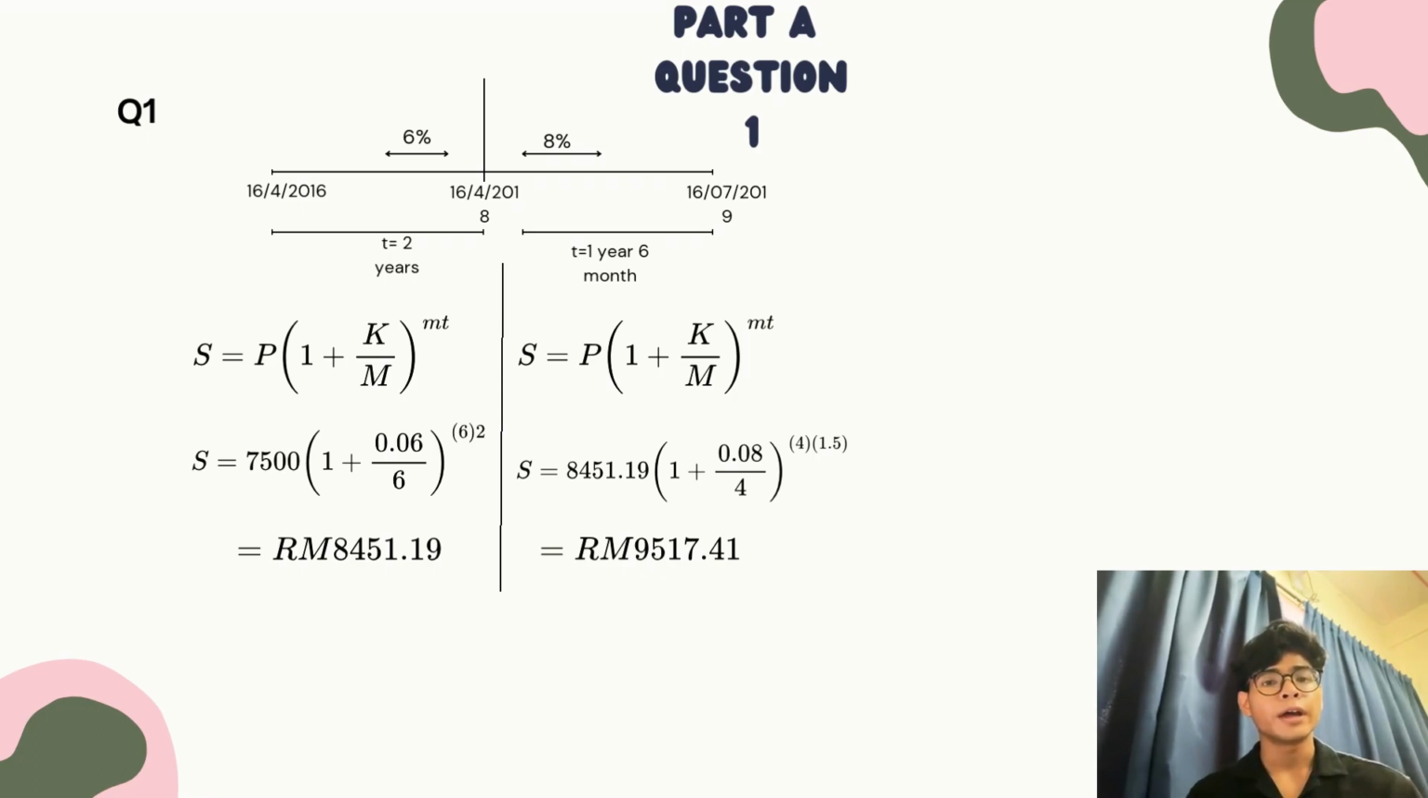So for 2 years, M is equal to 6 because it is compounded every 2 months. For 1.5 years, the M value is 4 because it is compounded quarterly. For this question, you must use the S formula, because the question already mentions to find the amount accumulated. Accumulated is referred to as S. So you just put all the numbers inside the formula and you will get the final answer.